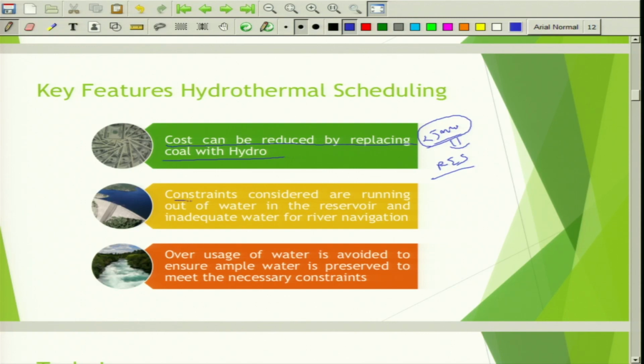And the constraints considered are running out of water in the reservoir and inadequate water for navigation. So, that means let us say there are two extreme cases, you utilize all the water or you do not utilize any water, right. If you utilize all the water, then there could be a problem that you do not have any water available in the reservoir. That is what I am saying, running out of water in the reservoir. And inadequate water for river navigation. Let us say you utilize maximum water and there is no sufficient water for river navigation.